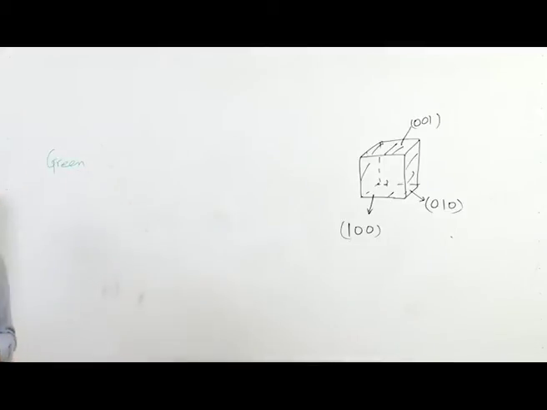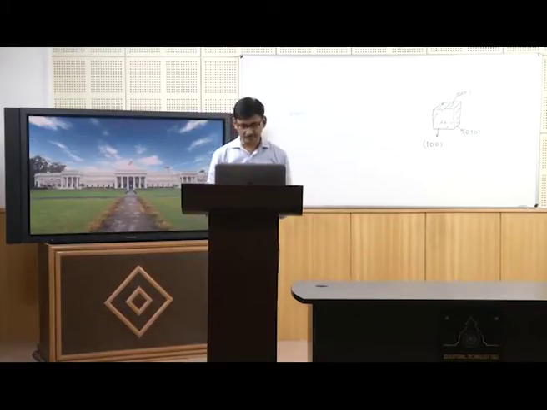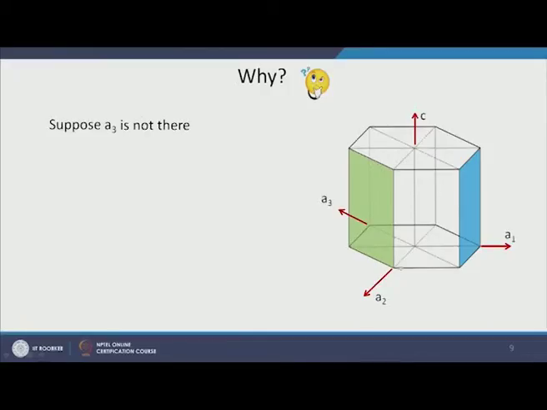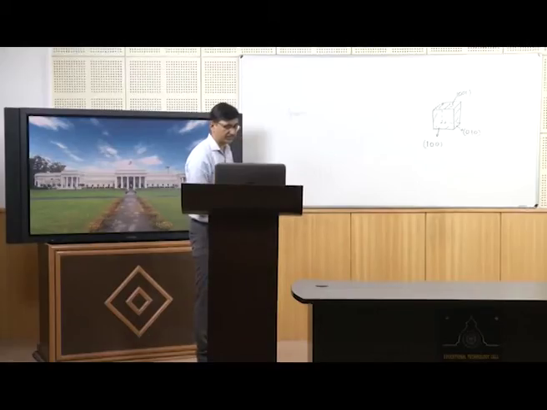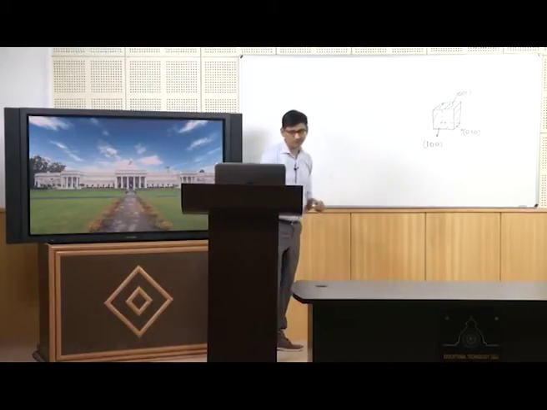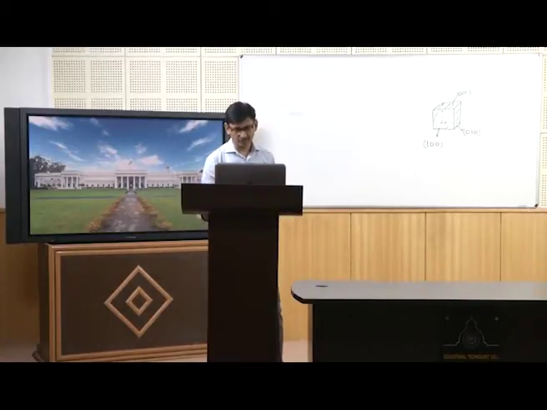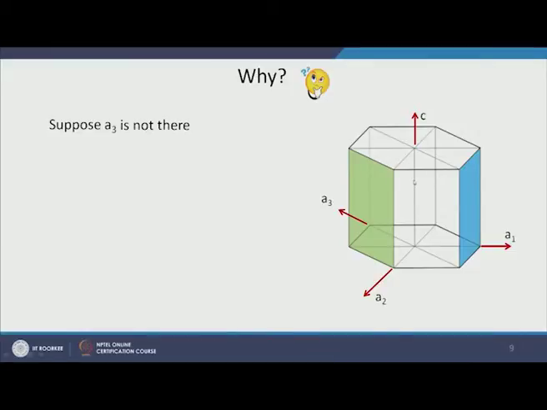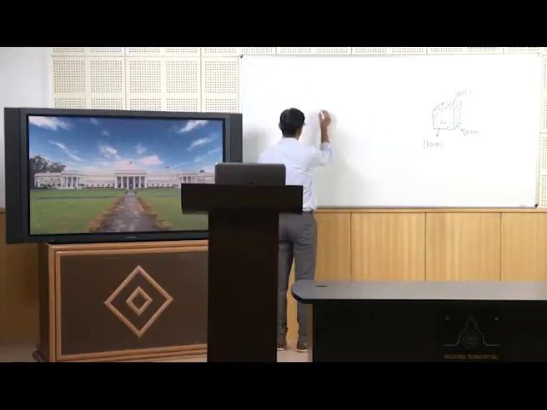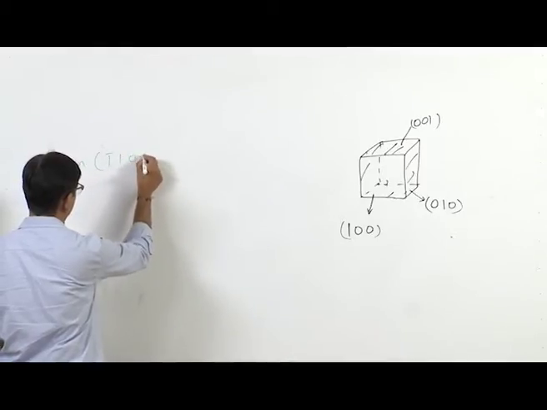Okay. Now suppose A3 is also there, which we ignored last time, and this is the green plane. It is cutting A2 here, A1 at the negative. But now we will consider the third one also, A3. This particular plane is parallel to A3 and also parallel to C. So, for this one I will write it as bar 1 1 0 0.